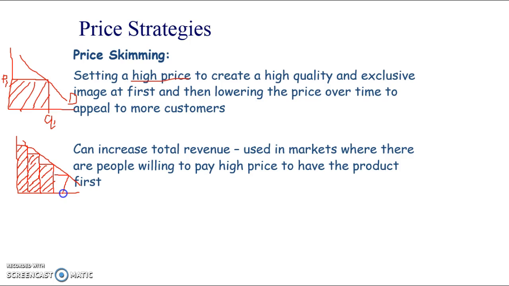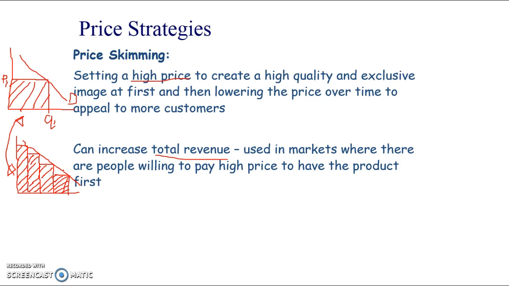So if you keep on doing that, again, that should have been a straight line, you don't need to be a genius at maths to see that the surface area of this one is larger than that one. So the surface area of this one, this is price skimming strategy. So you start with a high price and then you lower it over time. So it actually can increase your total revenue.